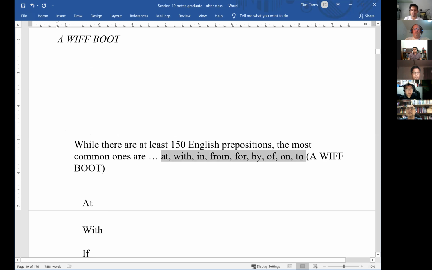At, with, in, from, for, by, of, on, and to. Memorize those 9, and you've captured a good portion of the prepositions used. Again, those are 9 of the most common. I don't know the percentage of usage they entail, but memorize those so that you can spot them right away as you're scanning for the connector words, and you'll catch a lot of them.